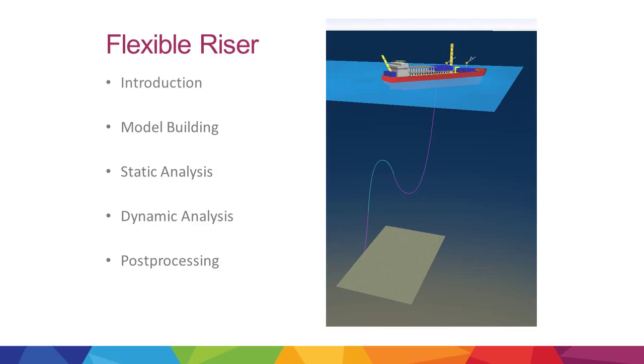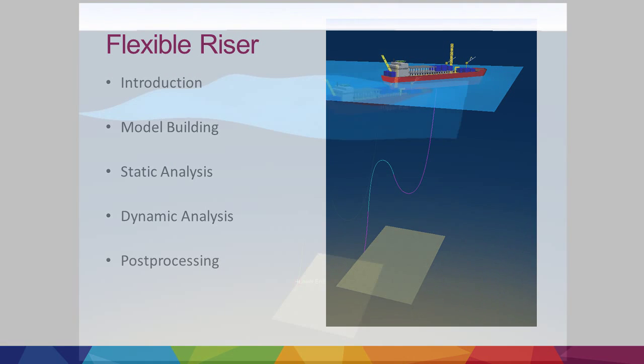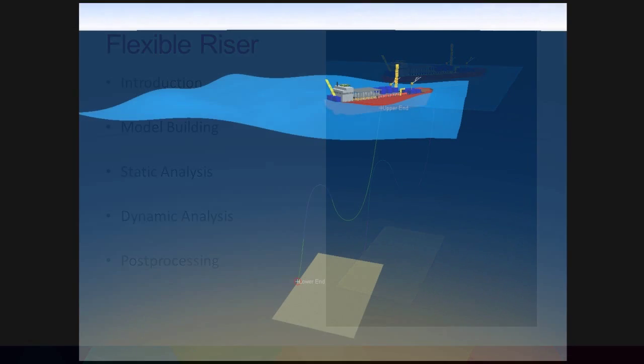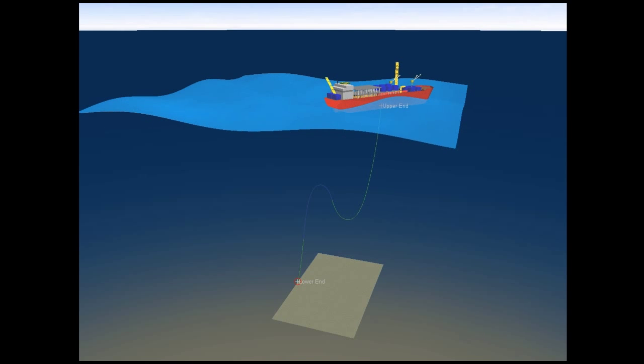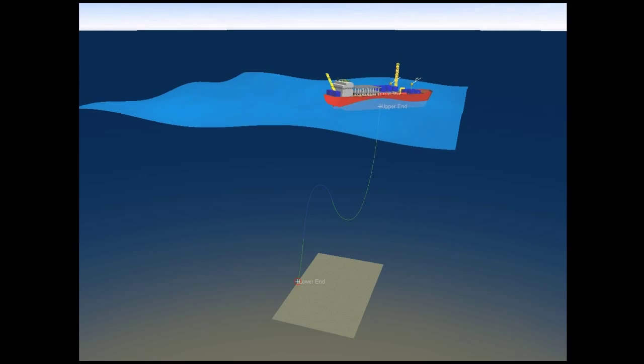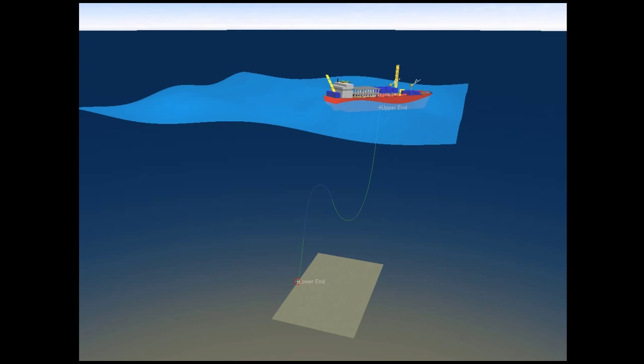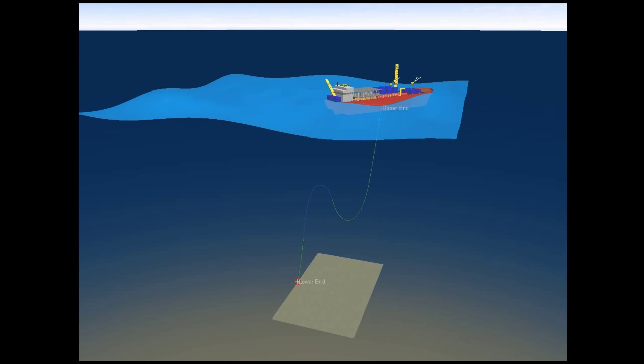This worked example considers a flexible riser in steep wave configuration. It is a very straightforward example and illustrates basic model building principles. The example consists of a static analysis of the riser, followed by a dynamic analysis of the riser subject to wave loading and first-order vessel motions.